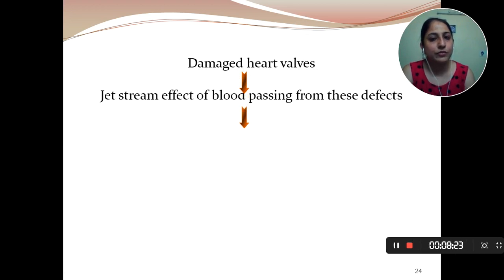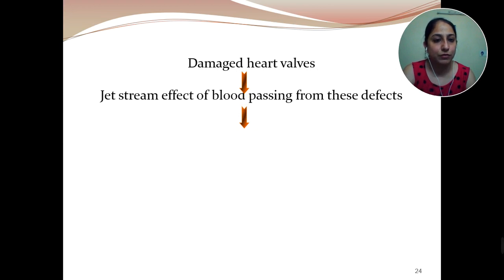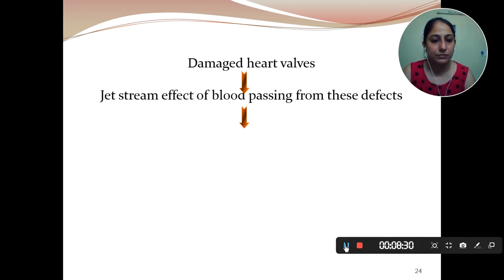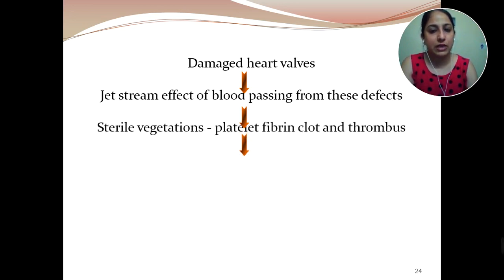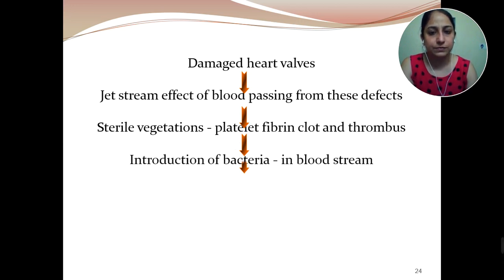Now suppose you have a damaged heart wall, the jet stream effect of blood passing from these defects leads to sterile vegetation. So initially there is no bacteremia, there is no bacterial accumulation. Because of the turbulence there is only platelet, fibrin clot and thrombus formation.